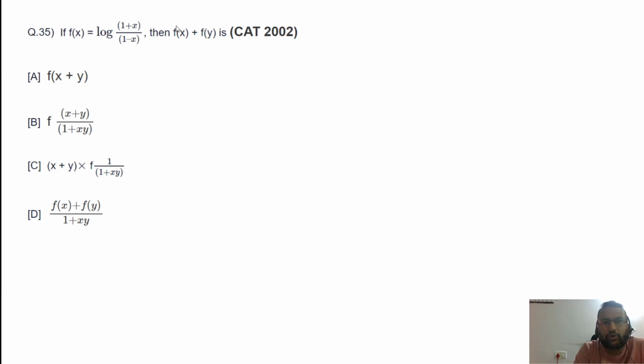After this, the next question is from CAT 2002. The question is f of x is equal to log of 1 plus x divided by 1 minus x. Then we need to find the value of f of x plus f of y. So now the value of f of x is log of 1 plus x divided by 1 minus x, plus f of y is going to be log of 1 plus y divided by 1 minus y.